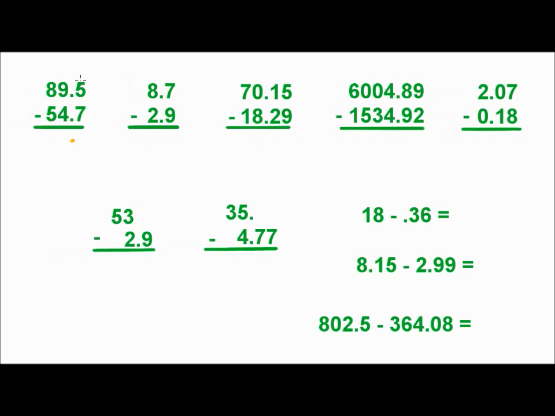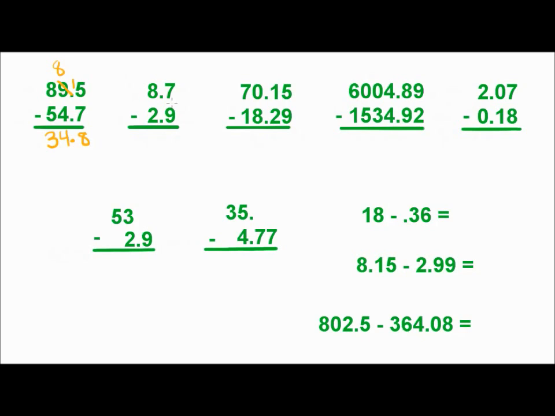So again, we start in the tenths place. So 5 minus 7, we can't do that. We have to borrow from the 9, make that an 8, put the 1 right there. 15 minus 7 is 8. 8 minus 4 is 4. And 8 minus 5 is 3.